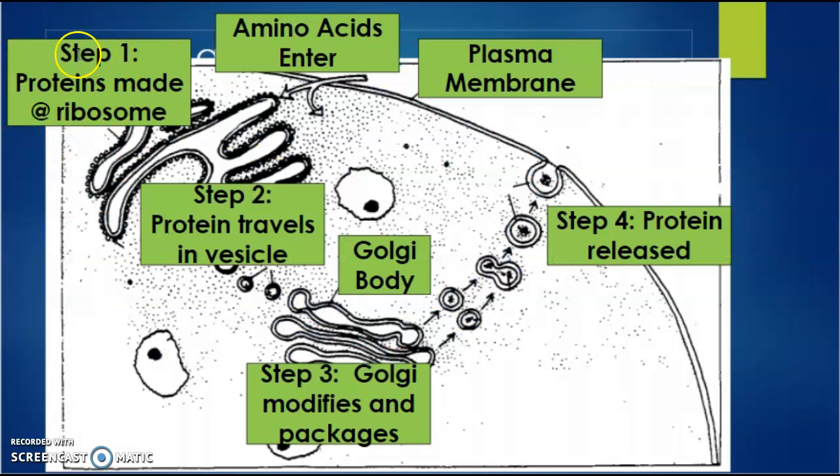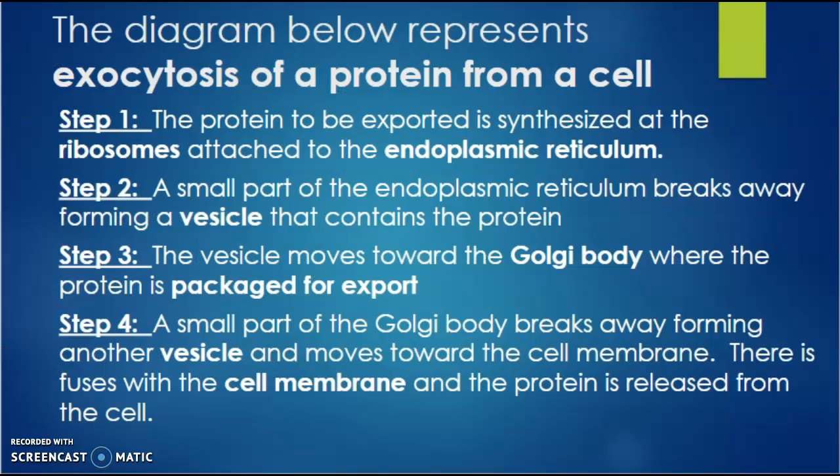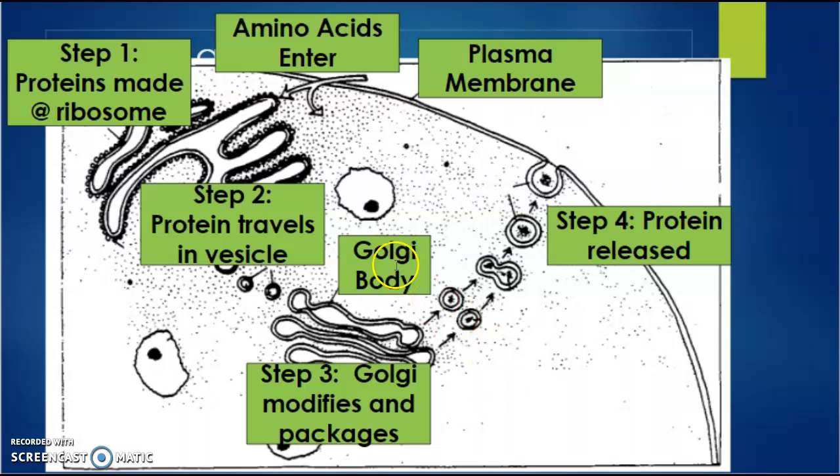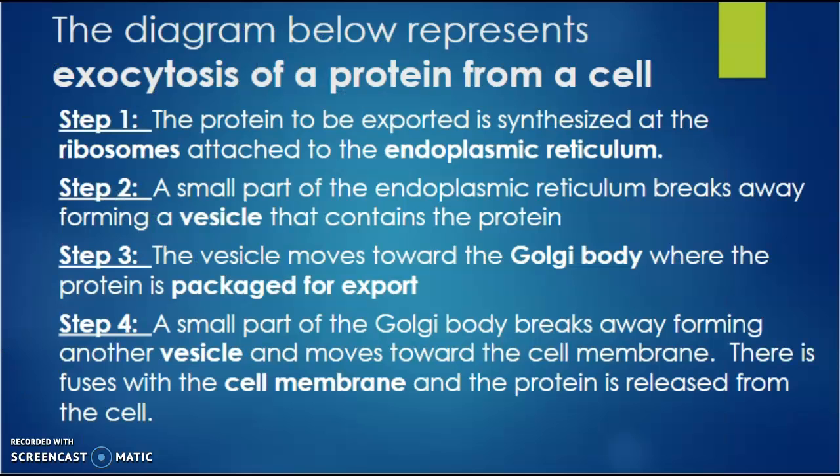So step 1, the protein is made. Step 2, the vesicle forms around the protein. Step 3, the vesicle moves toward the Golgi body, where it will be packaged and exported. So here's our Golgi body. Step 3, we have the vesicle attaching to the Golgi body, and we know the proteins are going to be packaged properly and then exported.